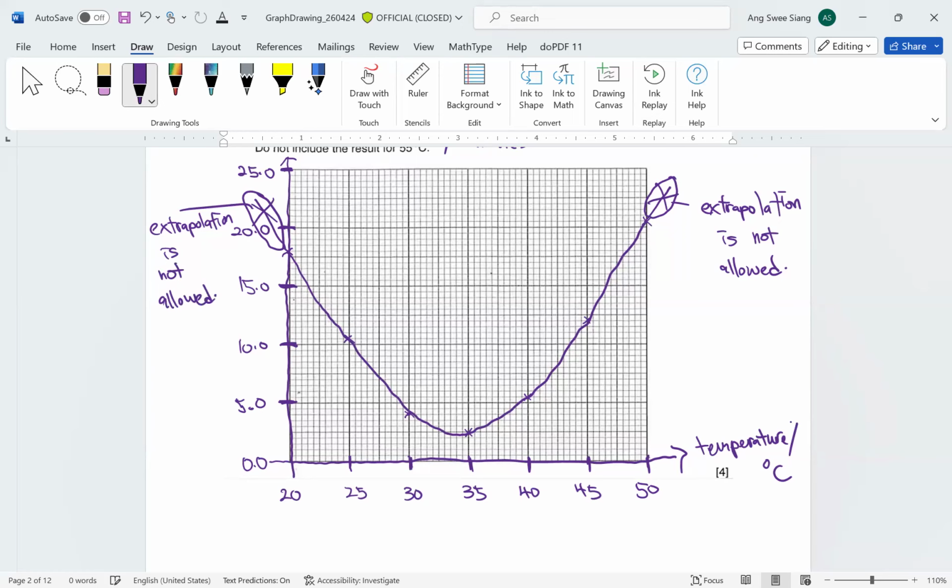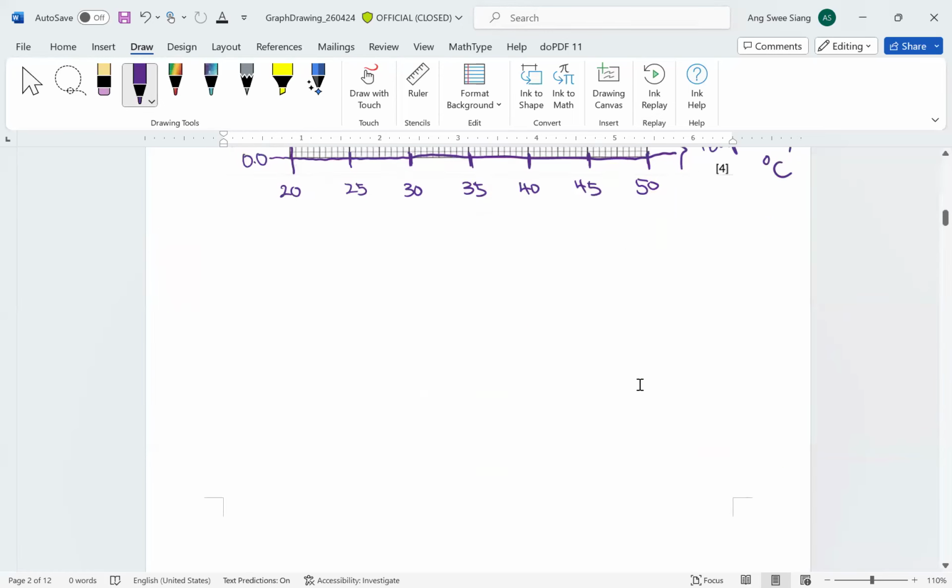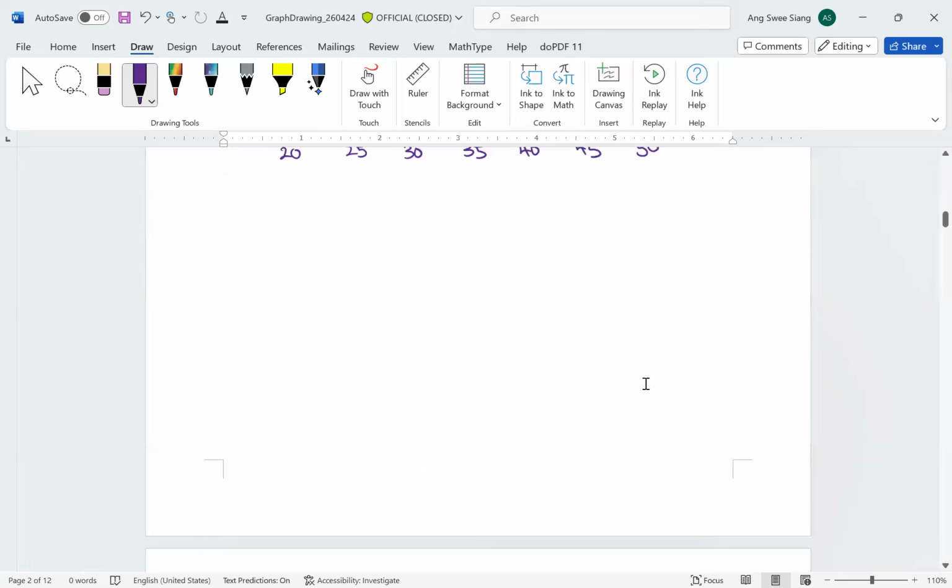Now then, since we still have some time, let's talk about the best fit line, best fit curve. This is what I mean. Imagine I have data points that look like this. Usually you should have at least 5.